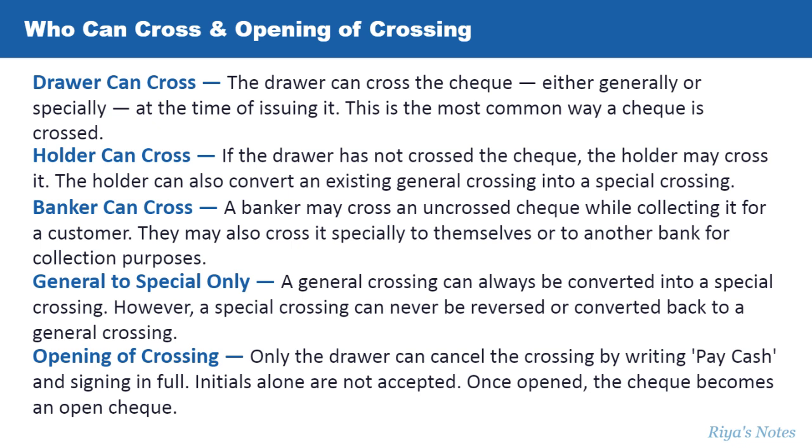Opening of crossing. Only the drawer can cancel the crossing by writing "pay cash" and signing in full. Initials alone are not accepted. Once opened, the check becomes an open check.